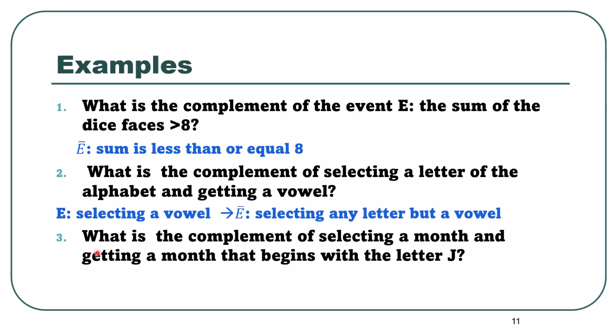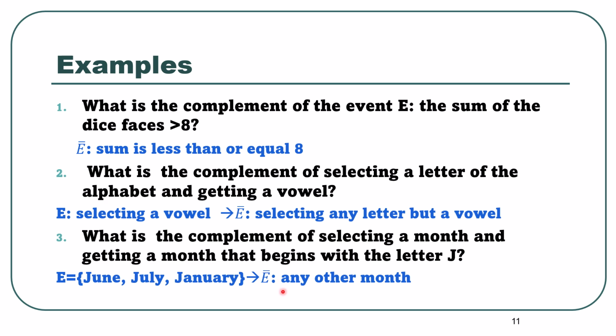What is the complement of selecting a month and getting a month that begins with the letter G? So the complement of selecting a month and getting a month that begins with the letter G, this is actually the E. So the E bar would be any other month, but not one of these that are constituting our event E.